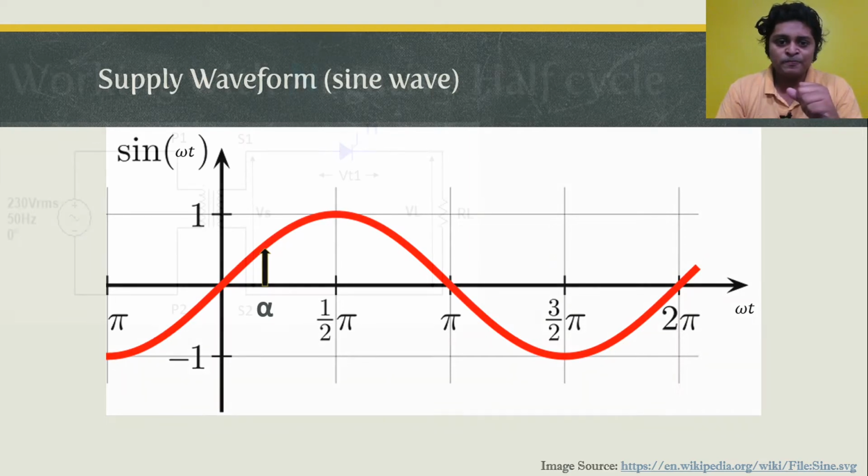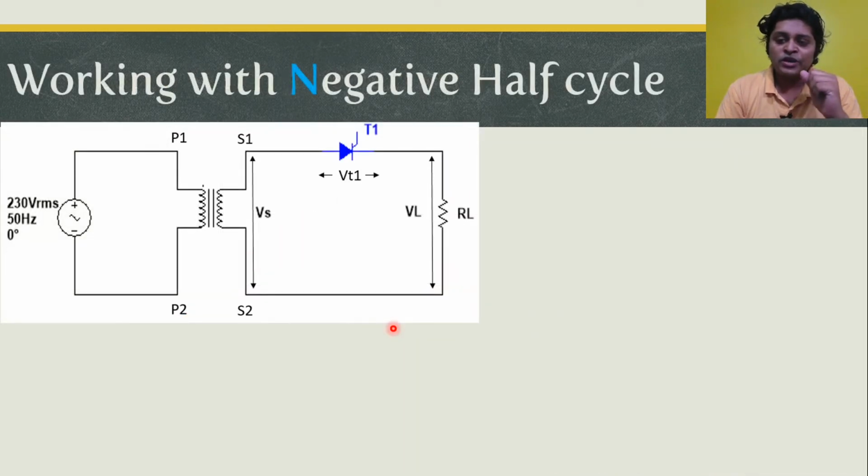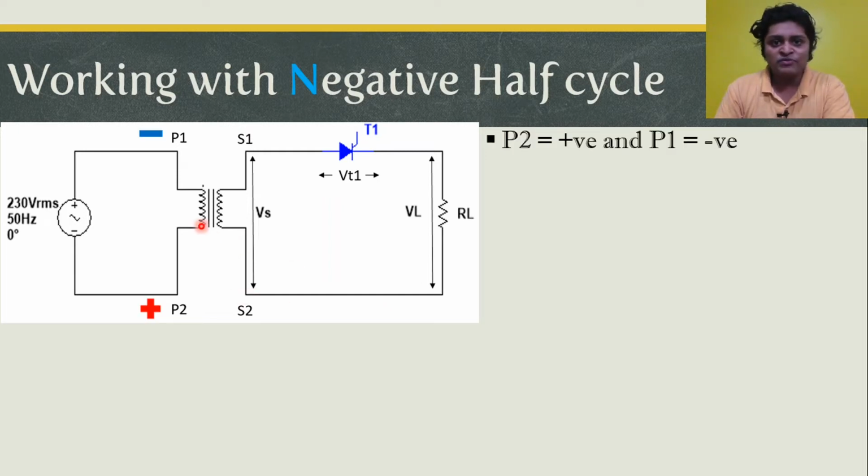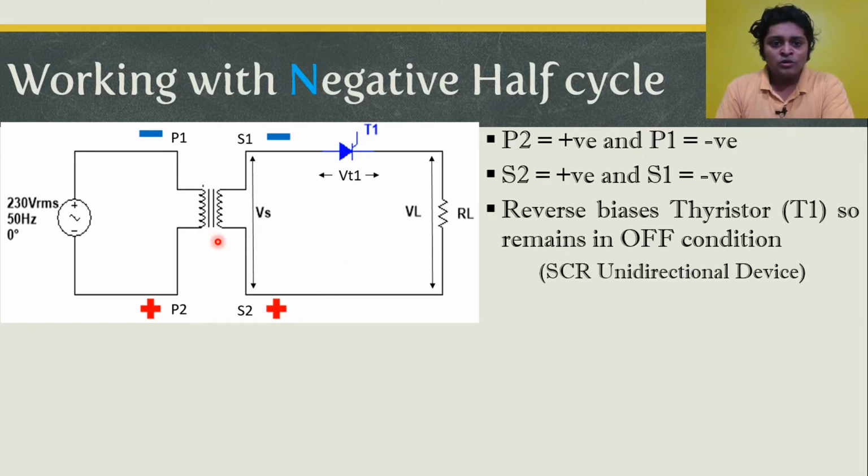Let's start with the negative half cycle. Let's see, if a 230 volt 50 Hz AC supply is applied and the negative half cycle is available, that makes P2 positive and P1 negative. This induces a voltage drop across the secondary, that makes S2 positive and S1 negative. Because of that, it reverse biases the SCR. So obviously, as the SCR is in reverse bias condition, it remains in the off condition.